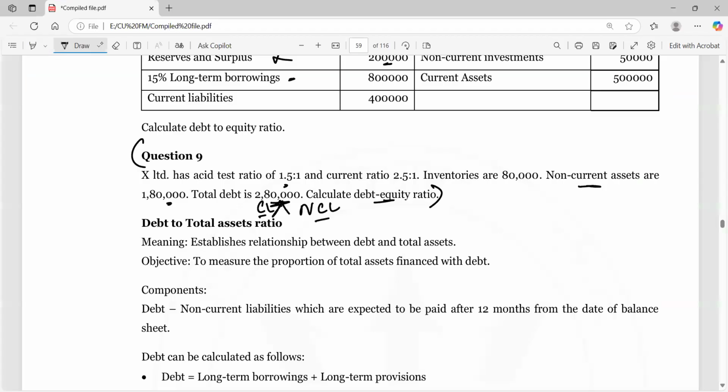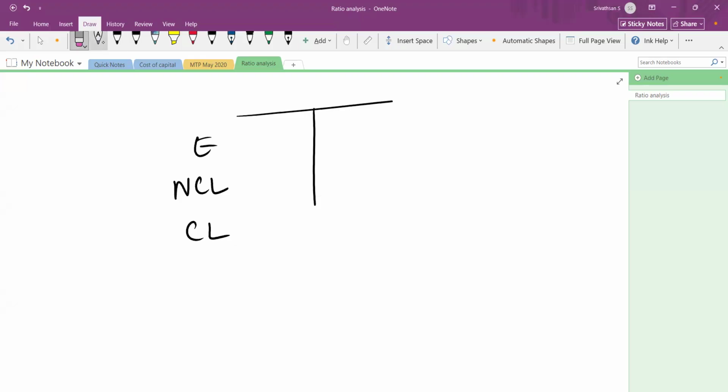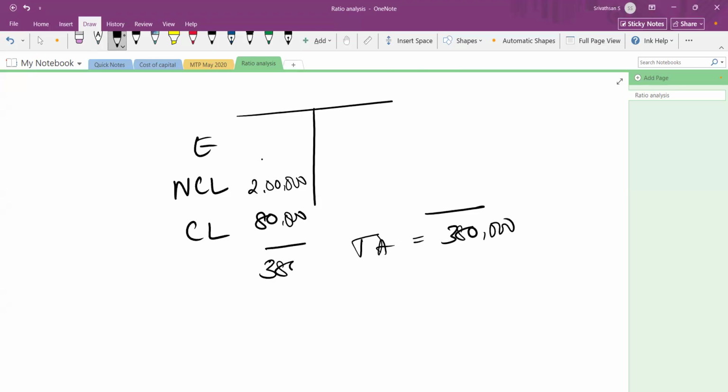Listen, current liability 80,000. Total debt is 2,80,000. So non-current liability is 2 lakh. Current liability 80,000. Total asset is 3,80,000. So what will be equity? This side also it should be 3,80,000. So it is 1 lakh.